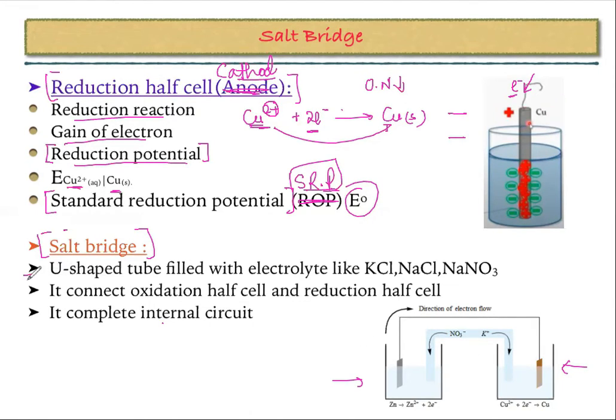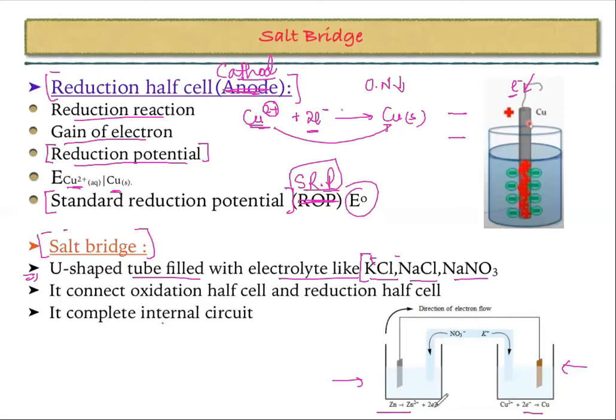So what is the work? You see that U-shaped tube filled with electrolyte: KCl, NaCl and sodium nitrate. The salt bridge connects the left half cell and the right half cell, and its work is to provide electrical neutrality. KCl, NaCl, NaNO3 are strong electrolytes and they release their positive and negative ions very easily. So the work of this is to balance the electrical neutrality.